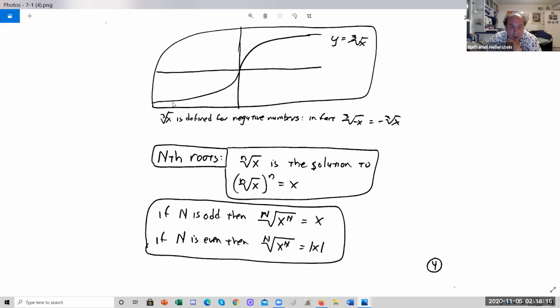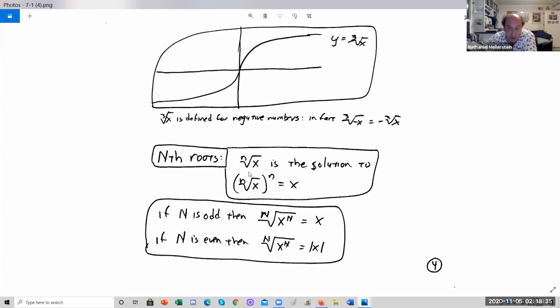Its graph looks a lot like the square root graph. Well, a little bit flatter actually. It's kind of an S-shaped curve like this. It's defined for negative numbers. In fact, the cube root of negative x is negative cube root of x. It's what's called an odd function.